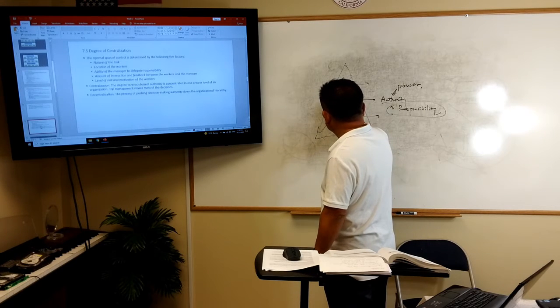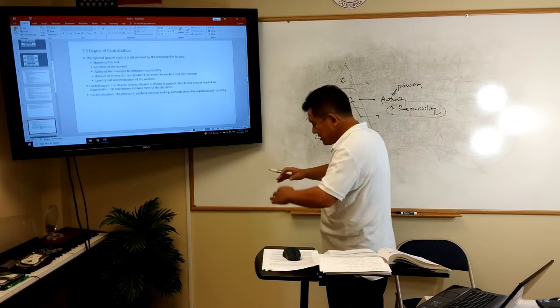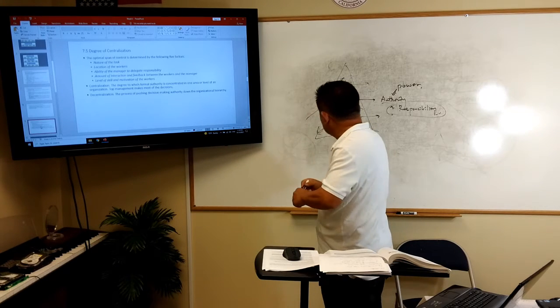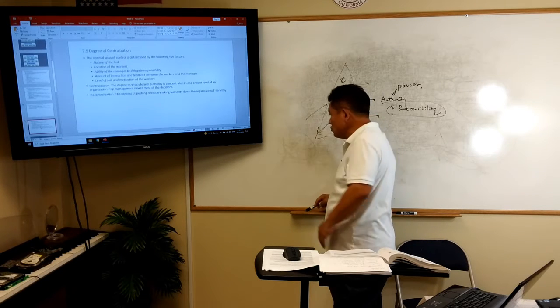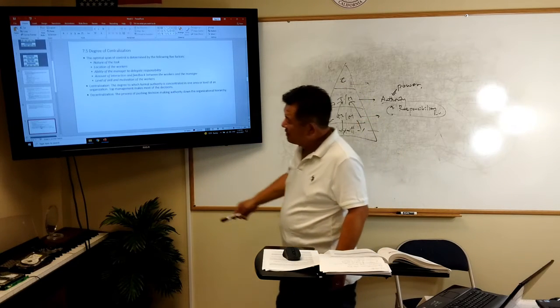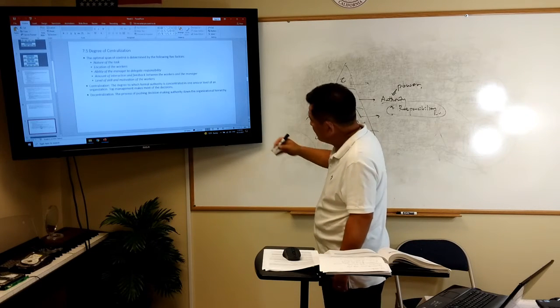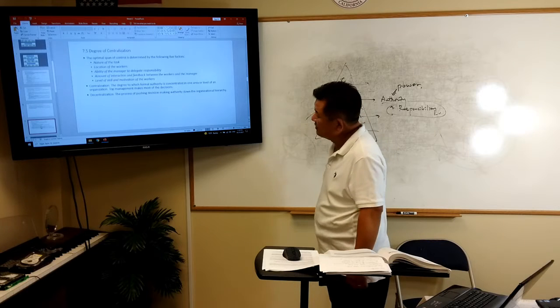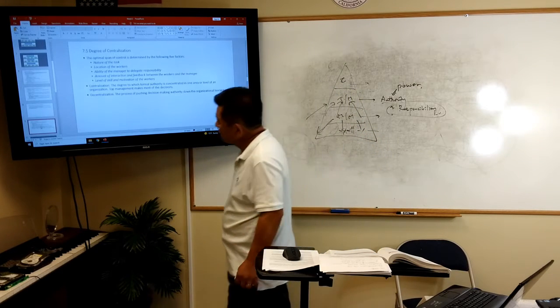Centralization is more concentrated. Decentralization is scattered power or authority, pushed to lower levels. So decentralization is going down, and centralization is going up. These are degrees. Okay, let's move on.